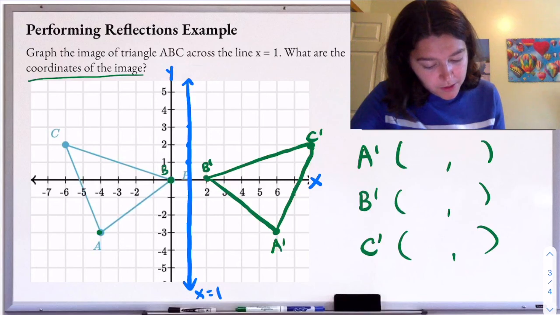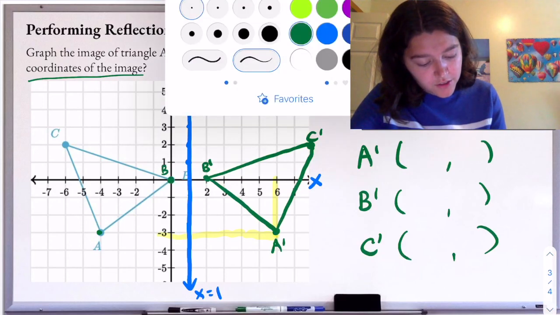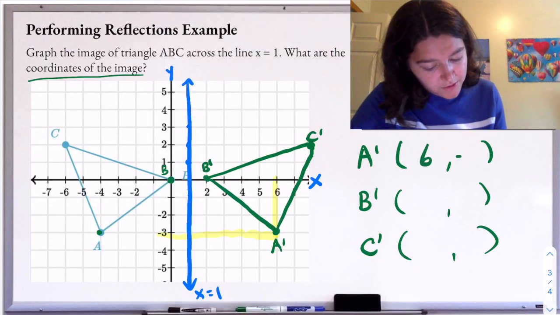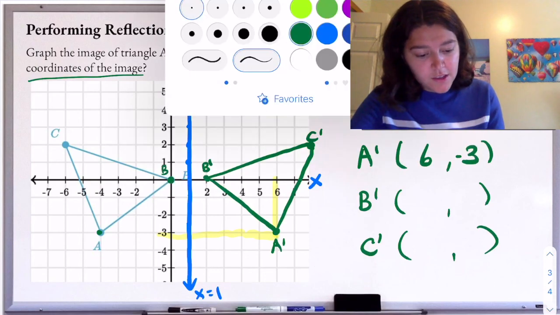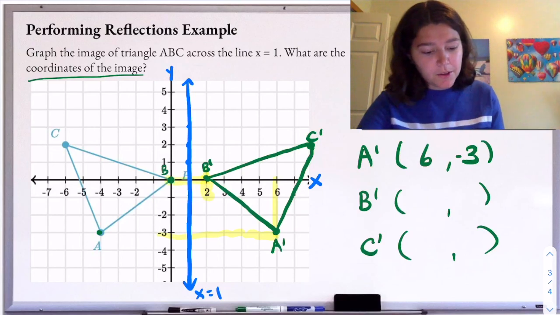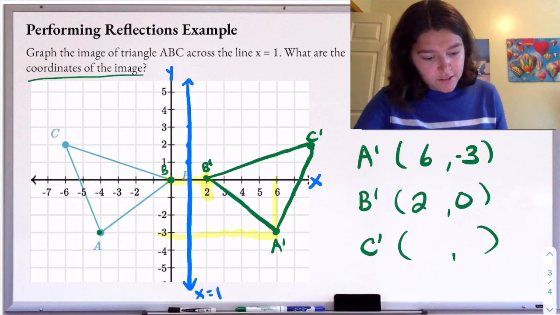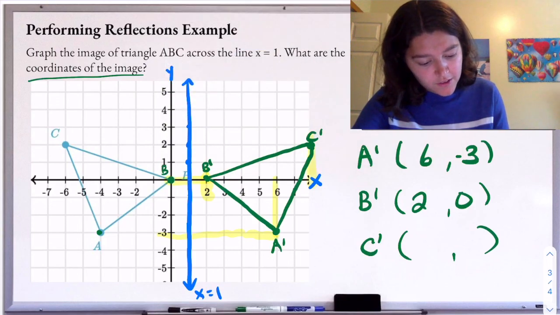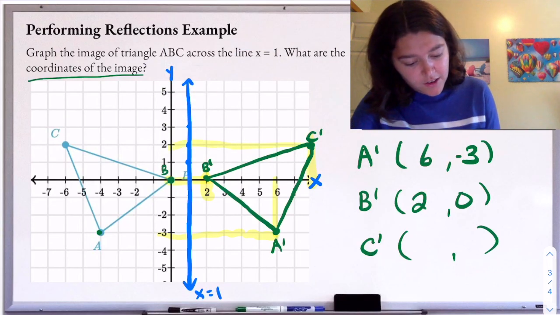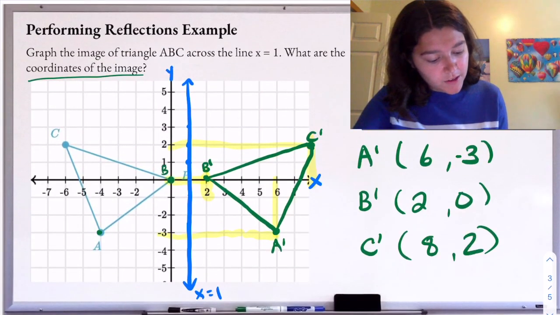So we're going to have to say, what is A prime, what is B prime, and what is C prime? I look at A prime. A prime has an x value of 6 and a y value of -3. So that's going to be the point (6, -3). B prime has an x value of 2 and a y value of 0. It's not going up at all. So that's the point (2, 0). And lastly, C prime has an x value of 8 and a y value of +2. So this is going to be the point (8, 2).